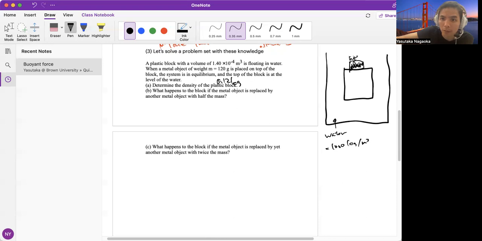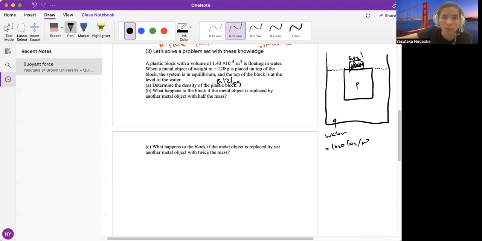Metal and plastic. And the water level is at the top of this object. So it looks like this. And what we have to determine is the density of the plastic block. Okay, so we have to get this density.